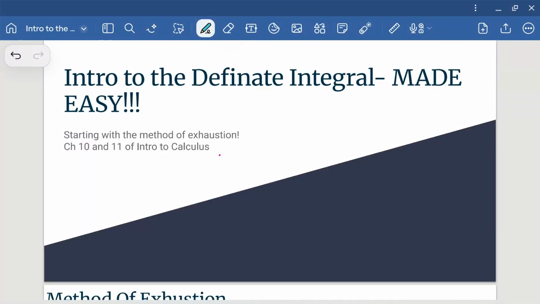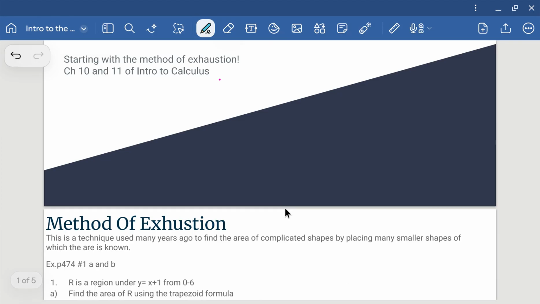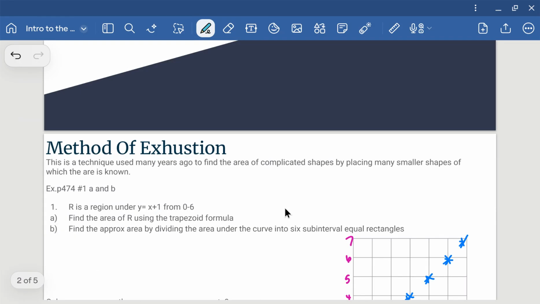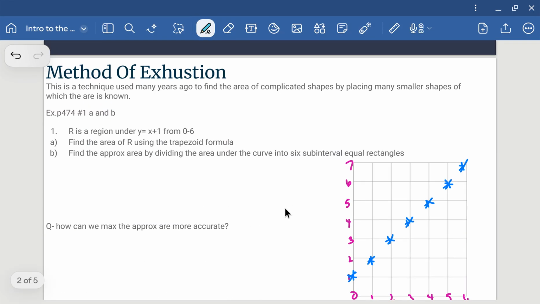Okay, so this lesson in calculus will lead into the definite integral, but what you usually start with is looking at what's called the method of exhaustion. In the method of exhaustion, you look at a curve or a line, and you use shapes that you know the area of to find the area of shapes that you don't know. This is a really simplified version, straight from the textbook.